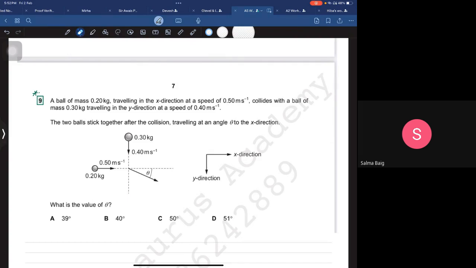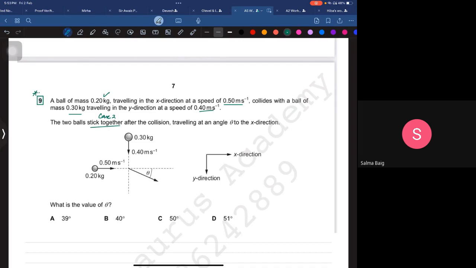Okay, now check this out, please. In this question, it says a ball of 0.2 kg traveling in the x direction at a speed of 0.50 meters per second collides with a ball of this mass traveling in the y direction at a speed of this, as you guys can see. It says the two balls stick together. So this is obviously a classic case two. After the collision they travel at an angle theta to this direction, as you can see. All right, kids. So they ask, what is the value of theta?